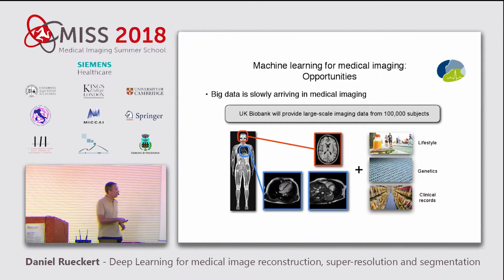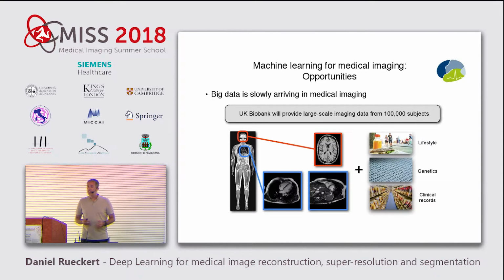Information about lifestyle, genetics, clinical records, and quite a lot of this data might be, for example, free text data. So you can use, for example, natural language processing here. I should point out that it's more difficult to get hold of the clinical records because they also have more identifiable patient information. But nevertheless, this is a huge data set, and it's great to play around with that.